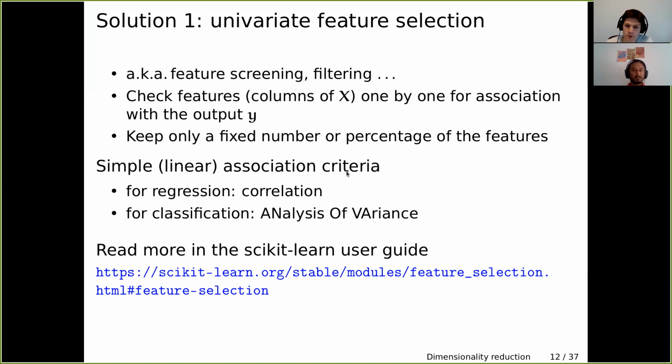So there are many criteria that I can use to decide if the feature is likely to be informative or not. Possibly the simplest ones, if I'm doing regression, so predicting something continuous like blood pressure, is to look at the correlation between the input feature and the target variable. And if I'm doing classification, is to do analysis of variance. So basically comparing the means of this feature in the different classes of Y.